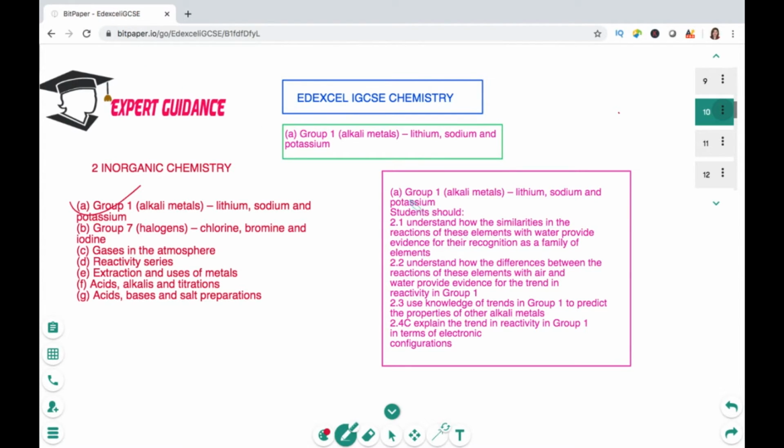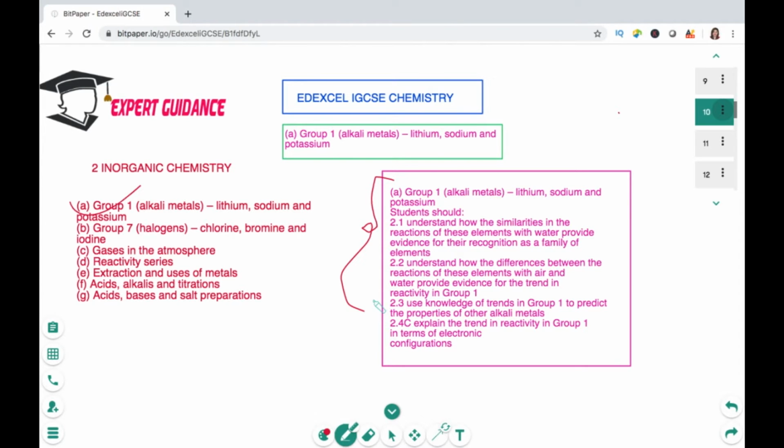And we'll also be looking over how we can predict the reactivities of the Group 1 elements depending on their position in the periodic table, and how we can use their electronic configuration to predict their properties. Now I would recommend you to watch this video till the end, because in the end we'll be looking over all the chemical reactions and the balanced equations, which are very important for your exams.